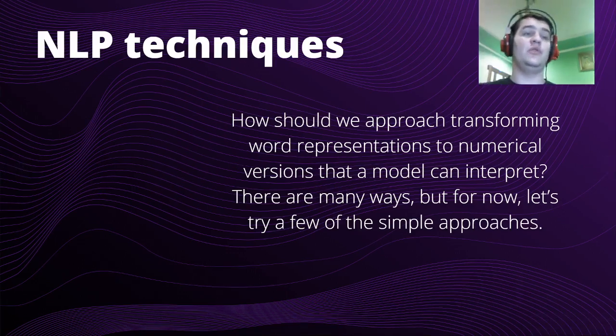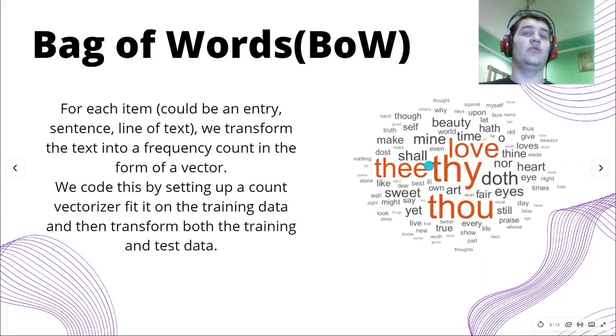How should we approach transforming word representations to a numeric version that the model can interpret? There are many ways, but for now let's try a few simple approaches. Bag of words: we obtain the vocabulary list from the whole text dataset. The length of the vocabulary list is equal to the length of the vector that will be output when we apply bag of words. For each item, which could be an entry, sentence, or a line of text, we transform the text into a frequency count in the form of a vector.